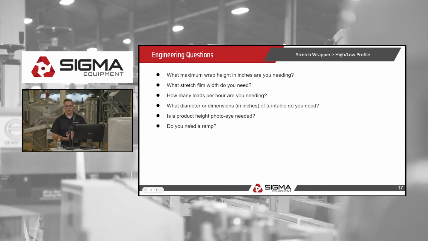For engineering questions, you need to know the maximum wrap height, what stretch film you need, stretch film width, how many loads per hour you need, what diameter or dimensions of the turntable, is the product height photo eye needed, and then do you need a ramp as well.